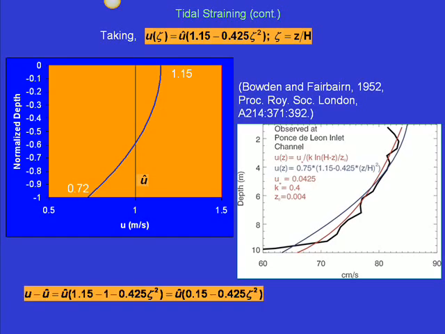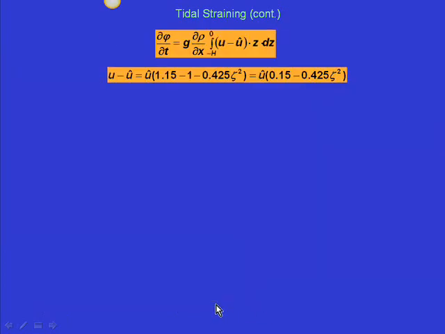So the first step is to subtract the vertically averaged U from U, which is U minus U hat. And that gives you here, U is 1.15 minus 0.425 zeta squared. So U minus U hat gives you this expression. This is the one that's going to go into this integral, U minus U hat. So there it is again: 0.15 minus 0.425 zeta squared. So you put this in here into this integral.